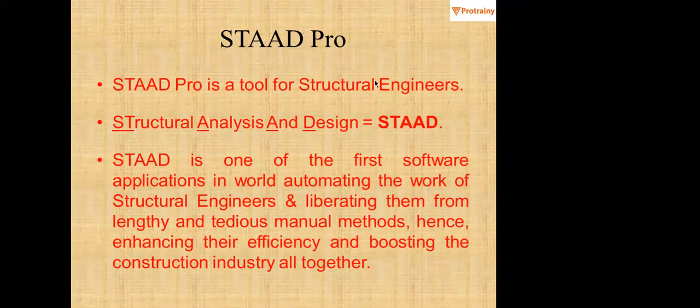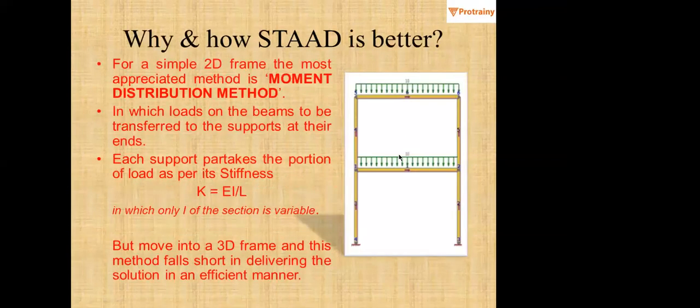So why and how is STAAD better? Let's consider this beam, right? It's a single bay, 2-story, 2D frame. For a simple 2D frame, the most appreciated method is the moment distribution method. You can easily analyze this frame structure using the moment distribution method, in which loads on the beams are transferred to the supports at their ends. Whatever load is here, half of this is transferred to this end, half of it to this end. Each support partakes a portion of the loads as per its stiffness.